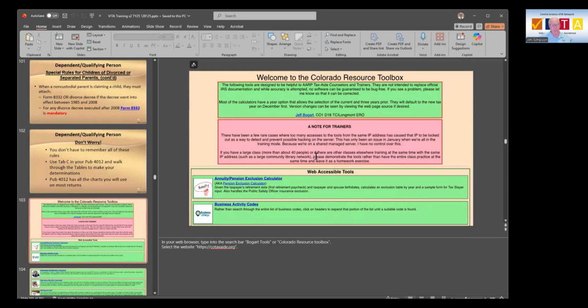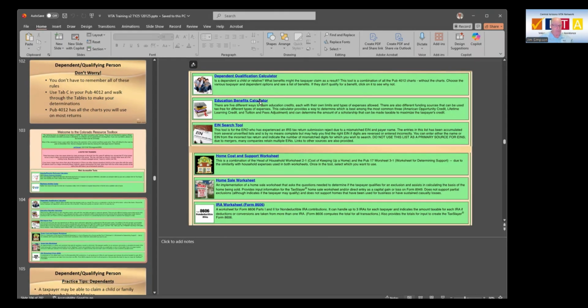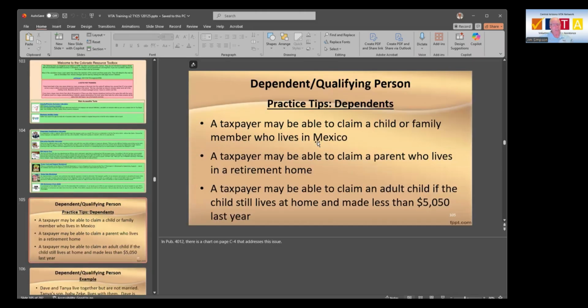There's another resource that I'll point out here, and I'll come back to this later on. It's the Colorado Resource Toolbox. You can Google this, and they've got lots of little tools on the next page right here, like a dependent qualification calculator, where it'll walk you through some questions. Education benefits calculator you're going to find. So I would explore this. Okay. Again, it's another resource to put in your toolbox.